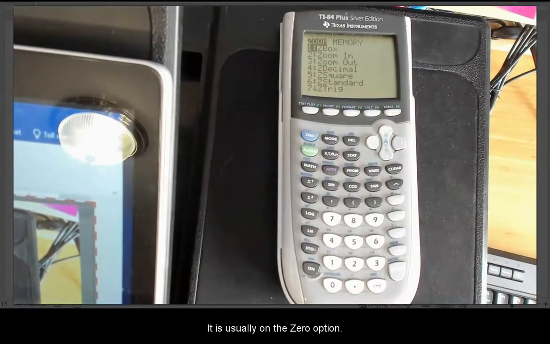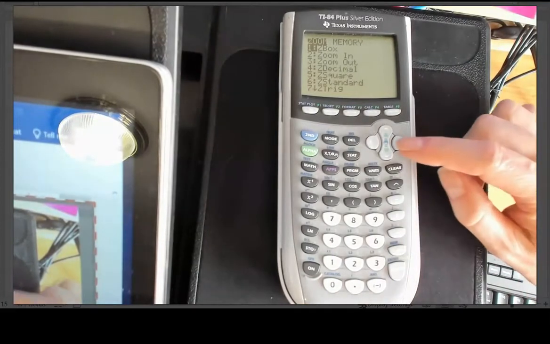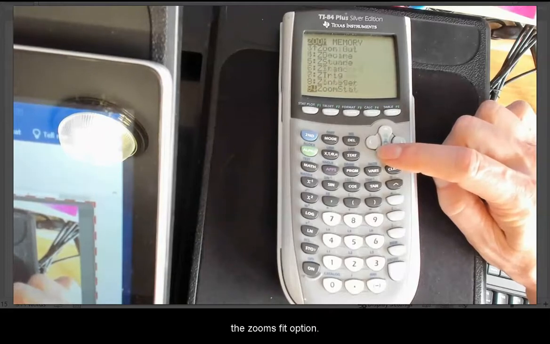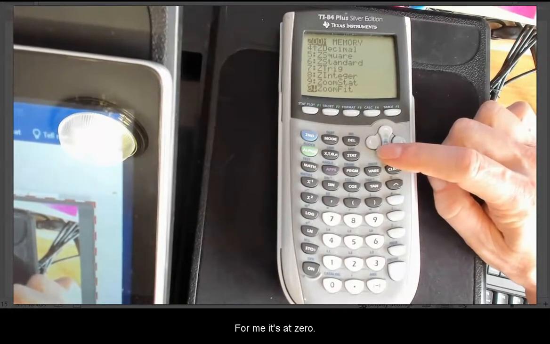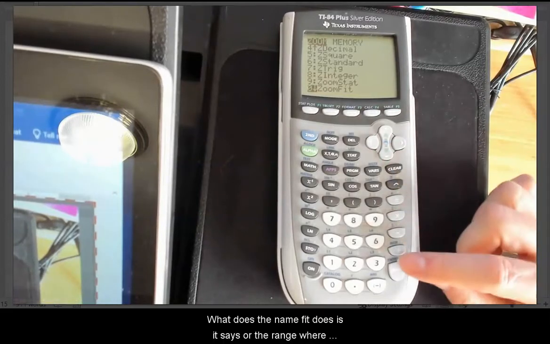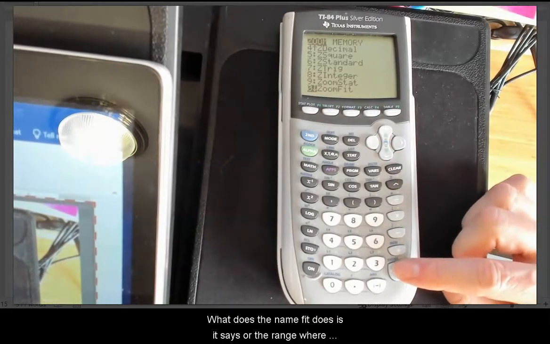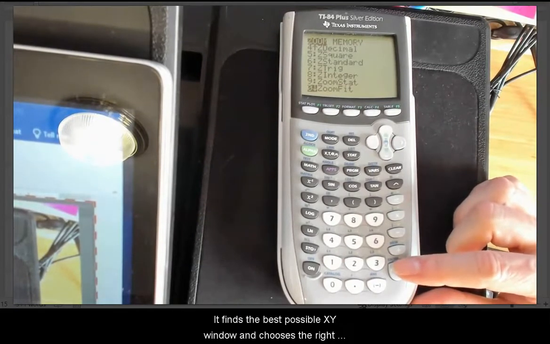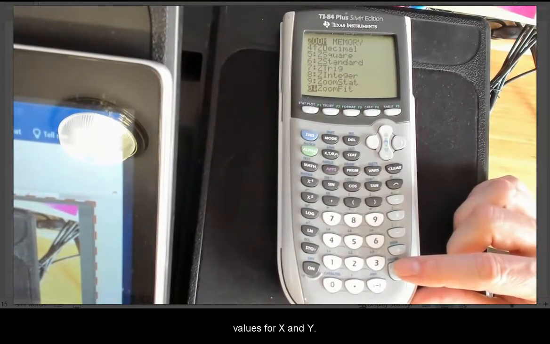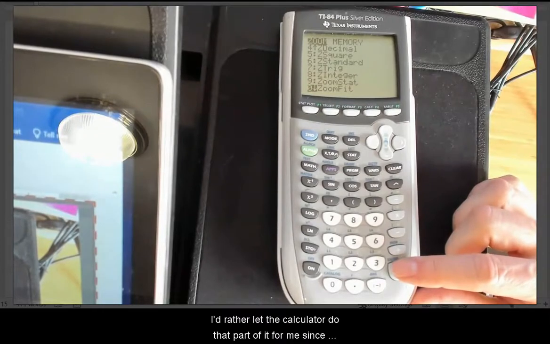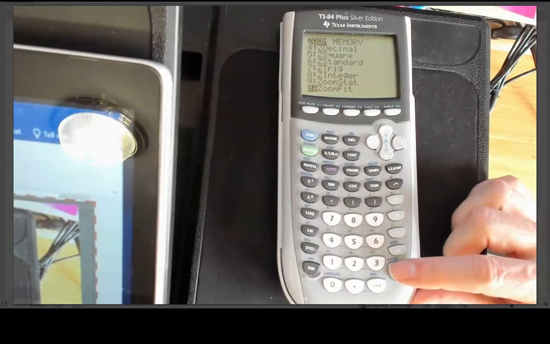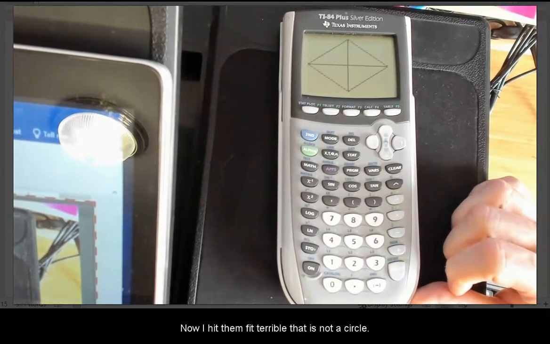It is usually on the 0 option. If you scroll up or down, you want to keep going until you reach the Zoom Fit option. For me, it's at 0. What the Zoom Fit does is it says, for the range where t goes between 0 and 2 pi, it finds the best possible XY window and chooses the right values for X and Y. I'd rather let the calculator do that part of it for me, since that can be difficult to figure out for some parametric equations. Now I hit Zoom Fit.